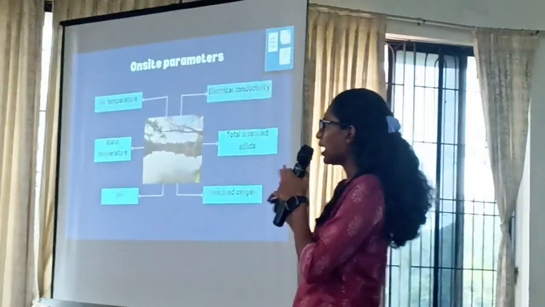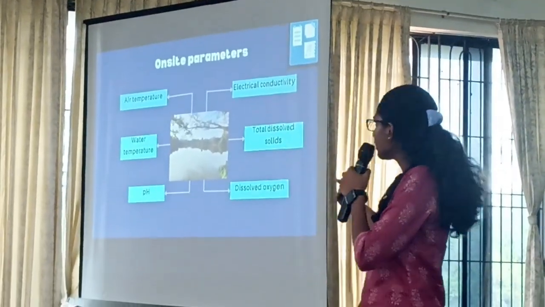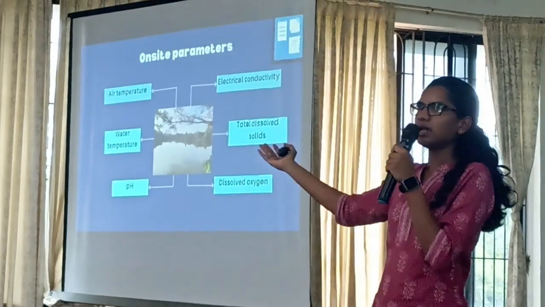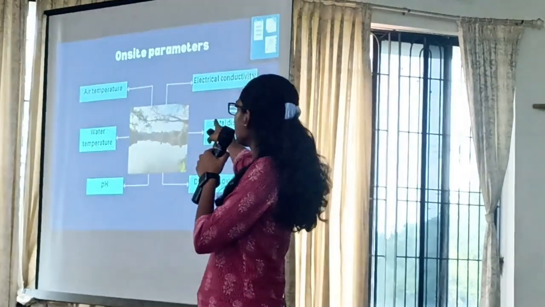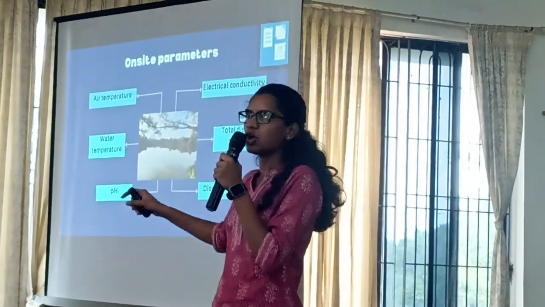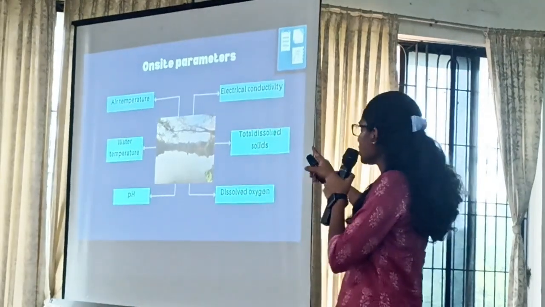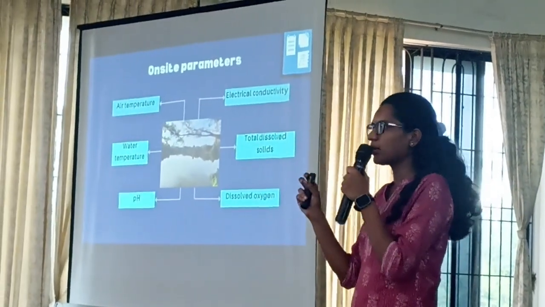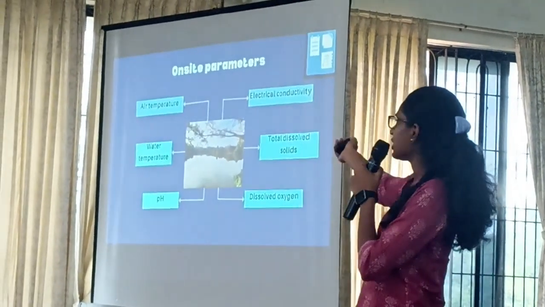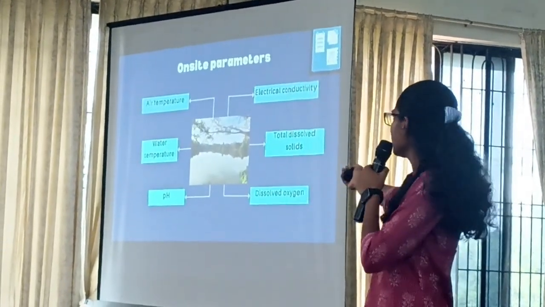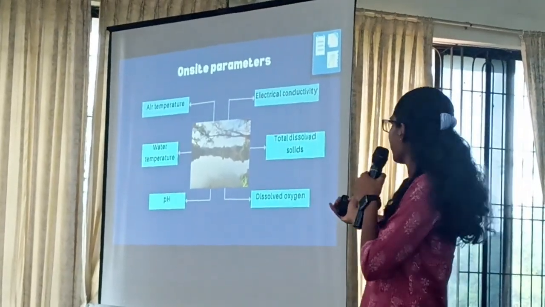There are two analyses that we will be doing. One is the on-site parameter analysis, where we will be analyzing all these 6 parameters on the site where we have collected the sample. So you will be analyzing all these parameters at each sampling point. Those parameters include air temperature, water temperature, electrical conductivity, total dissolved solids, dissolved oxygen and pH. Okay?